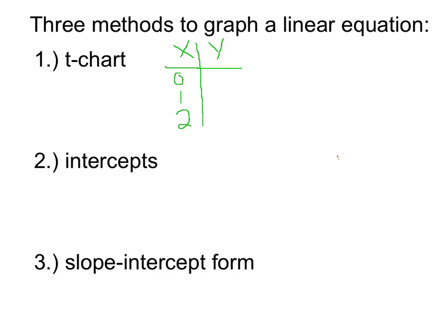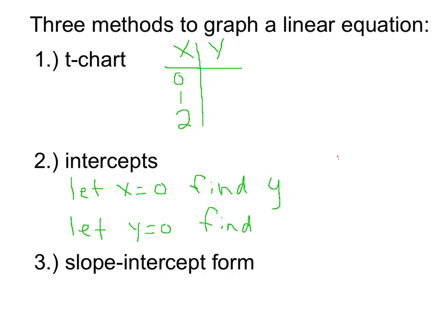Intercepts is when you let x equal 0 and then find y, and then you also solve the equation a second time, but the second time you let y equal 0 and you find x. The slope-intercept form, you're using the general equation y equals mx plus b.